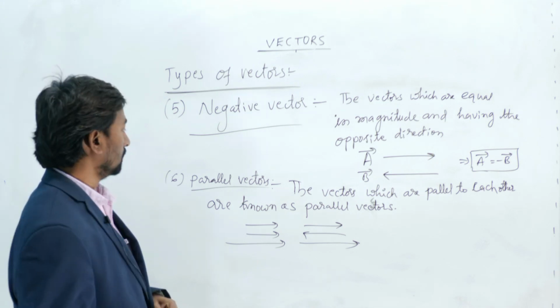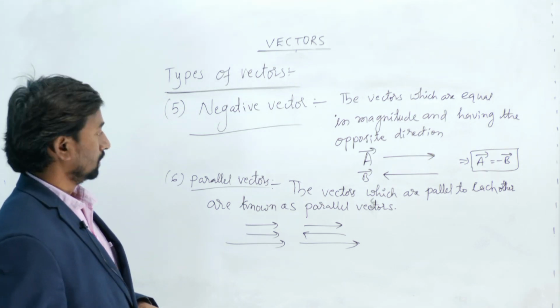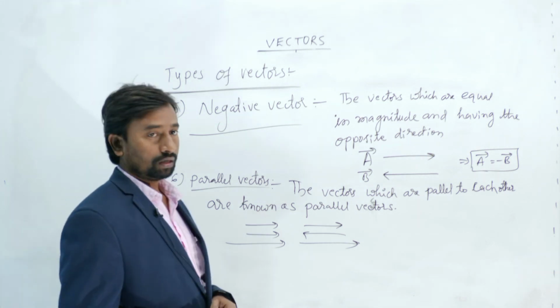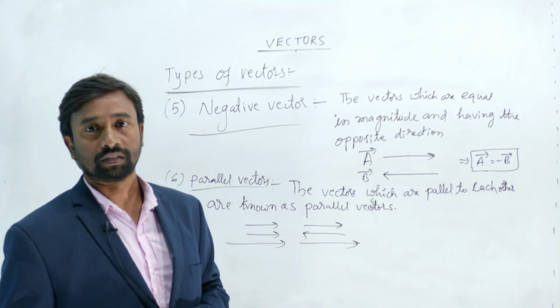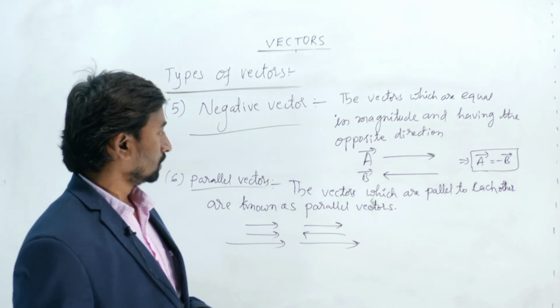Then we will see unparalleled vectors. There are more different types of vectors, and we will see them in the next class.